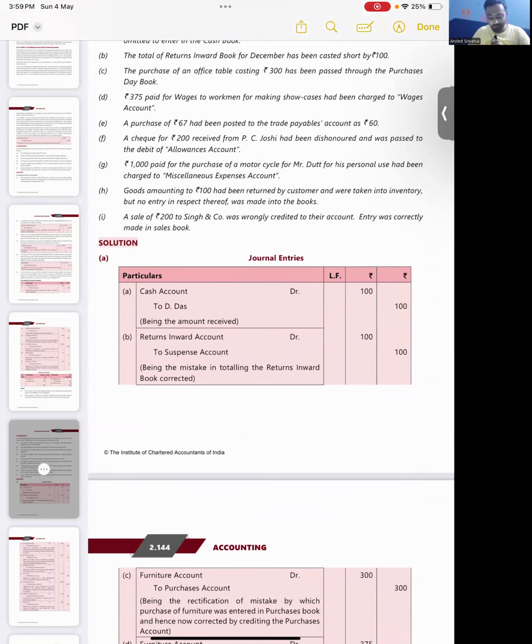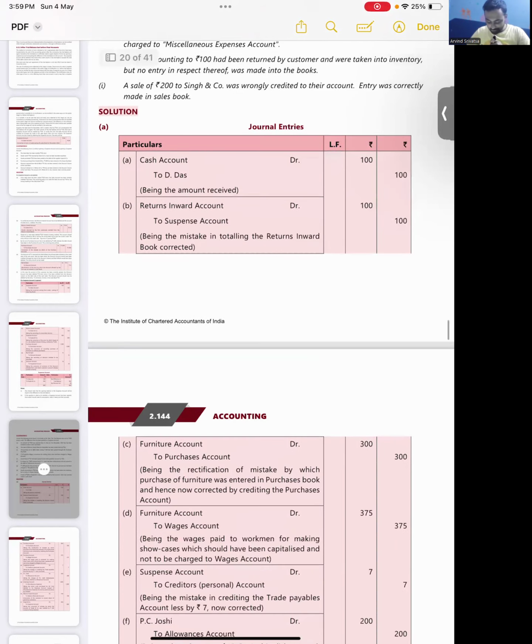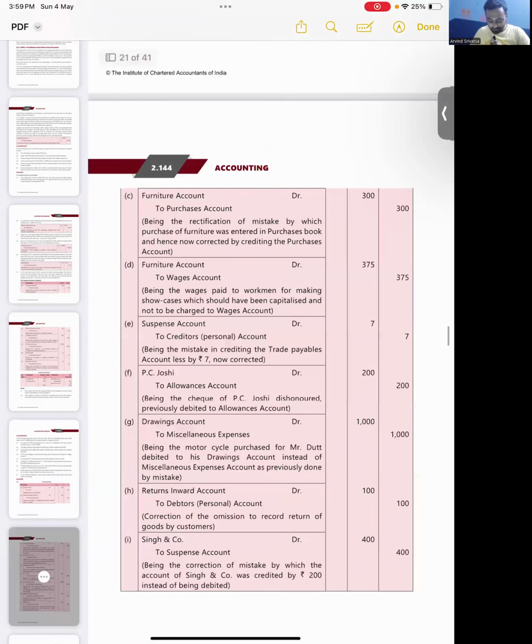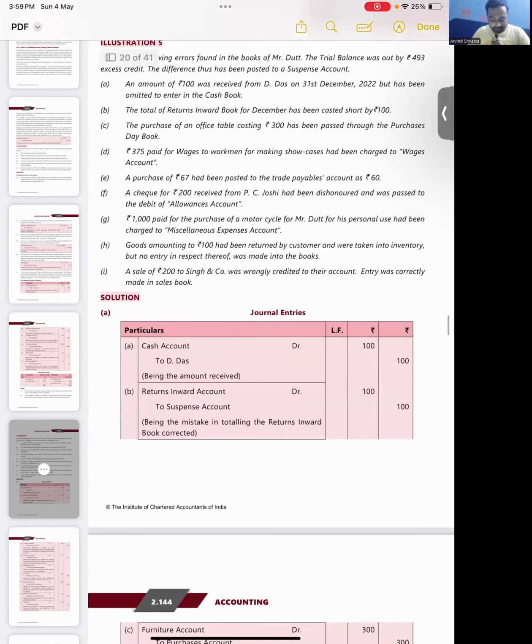Next one, goods amounting to 1,100 had been returned by the customer and were taken into inventory, but no entry in respect thereof was made in the books. So they took it inside the godown, but they didn't pass the entry. Same adjustment. So it's your sales return account debit to your customer account 1,100. Yes, sir. I told customer, they've said debtors. You can use debtors or trade receivables interchangeably. It's fine.